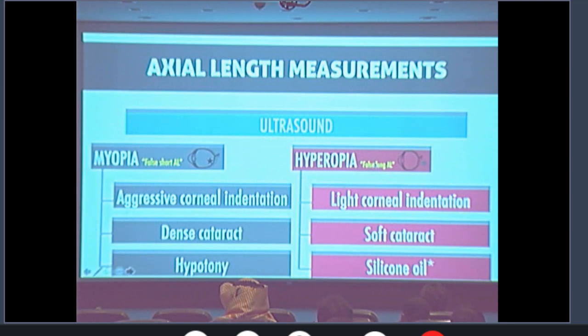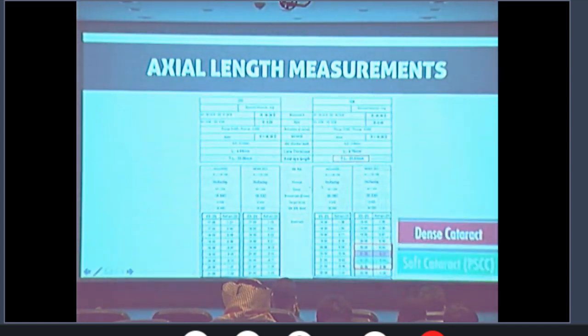So the hyperopia, in case of false long axial length, if there is light indentation, so indentation should not be aggressive or light. It should be in between. Soft cataract and silicone oil. Silicone oil, I put like a star on it because they have to adjust the speed of the ultrasound. If they adjust it, usually you will not have any issue. But if they measure it and they don't know that the patient has silicone in his eye, you will have hyperopia, +3, +4.